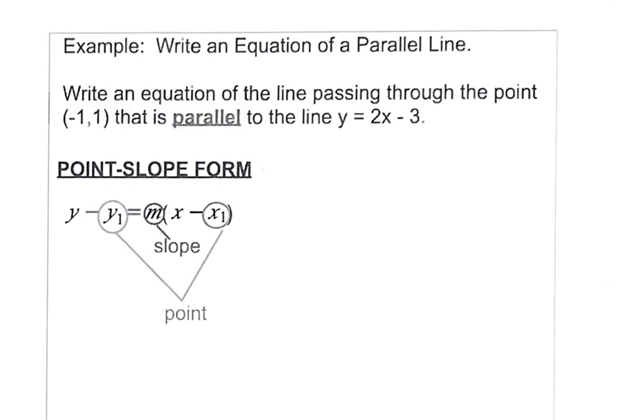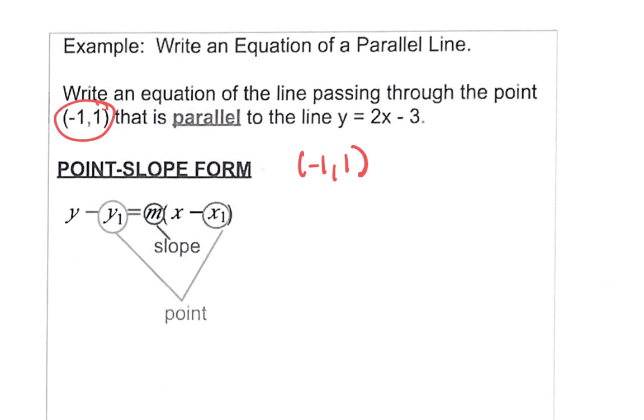All right, so in this example, it says write an equation of a parallel line. It wants us to write the equation of a line that's going to pass through this point, (-1, 1), that's going to be parallel to the line y equals 2x minus 3. Okay, so before we do that, we have to identify a point and a slope that we're going to plug into this point slope form. So it already told us the point it wants us to pass through, right? We want it to pass through the point (-1, 1).